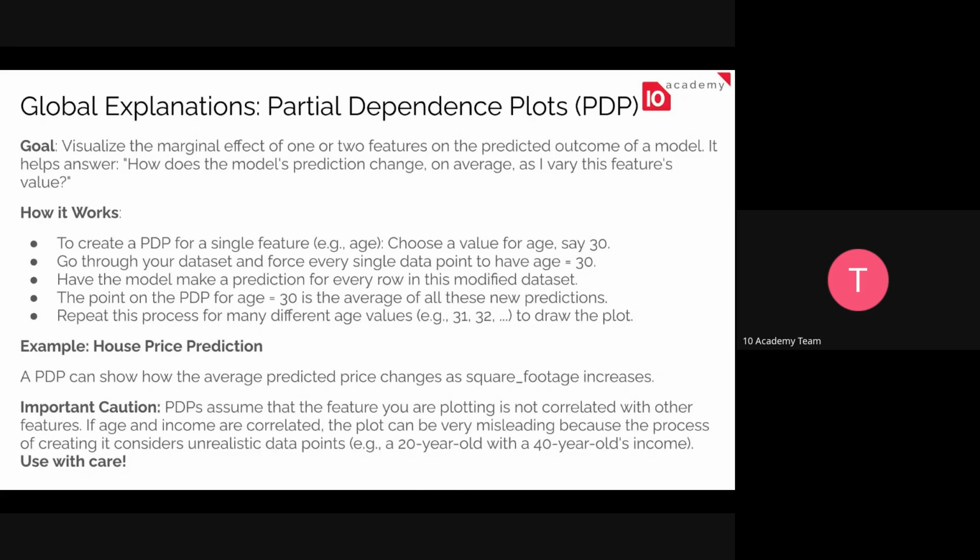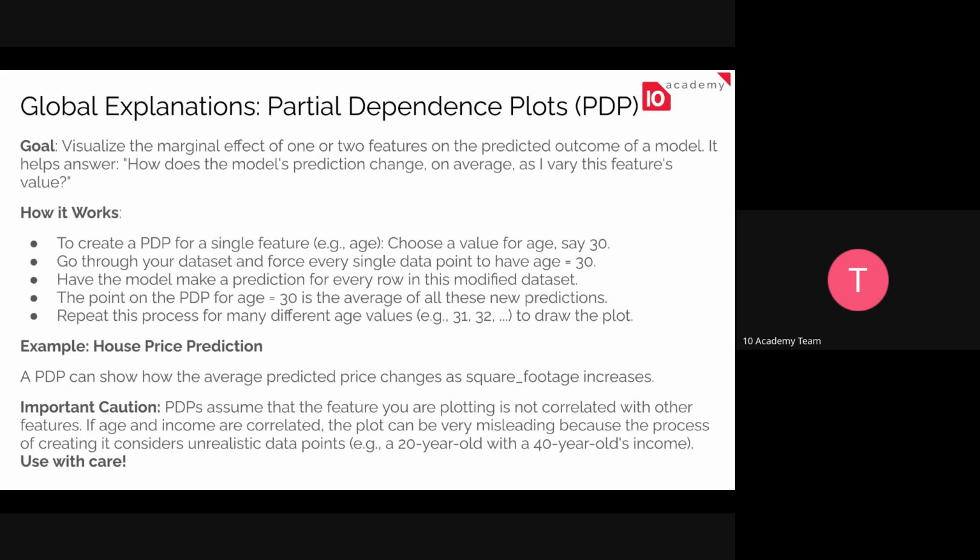It might be a little bit harder than the rest, I believe. It can show you the average predicted price change as the square footage increases. But here you have to be very careful. Actually, it shows the average predicted price as a function of square footage. Sorry, the axis should say age, I'll change that. This assumes that the feature you are plotting is not correlated with other features.